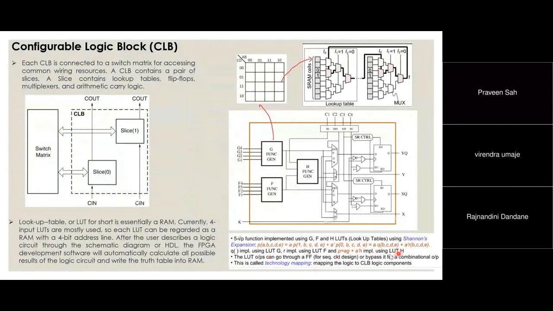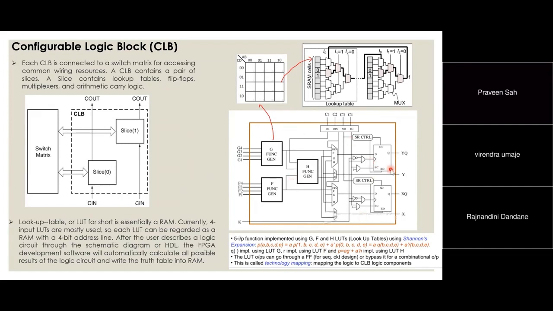So you can implement this function Q of BCD using this lookup table, and you can implement this R using this lookup table. And the other part now becomes P equals A G plus A dash H. This you can implement using lookup table H, because you consider this as one block and this as another. So you implement this using G, you implement this R using F, and then you implement them together using LUT H. It means you can implement any Boolean equation using this logic block.